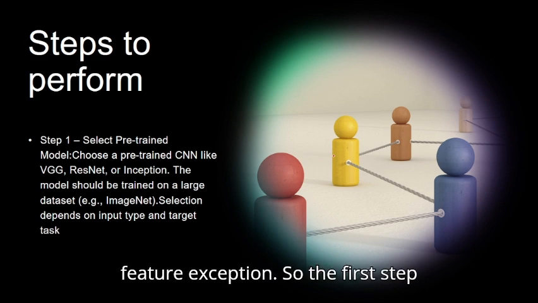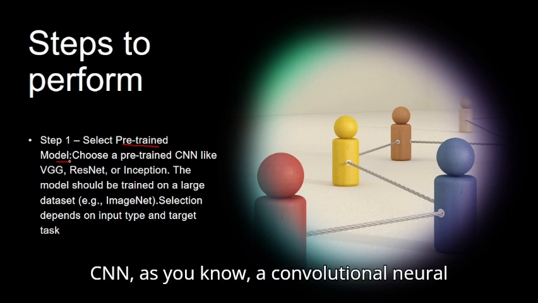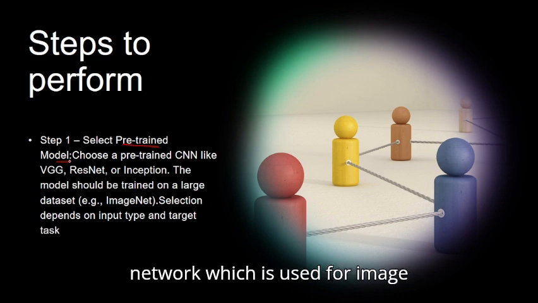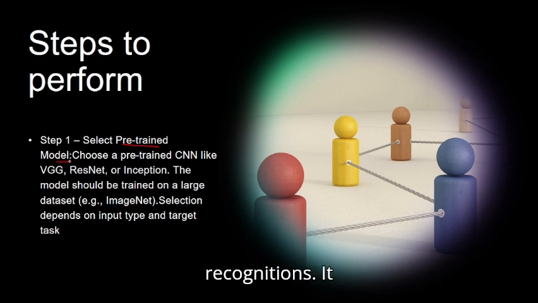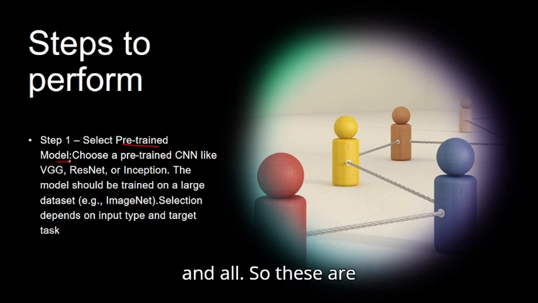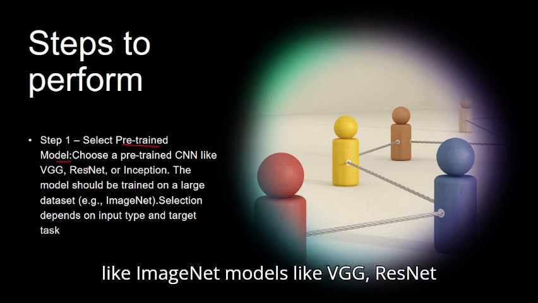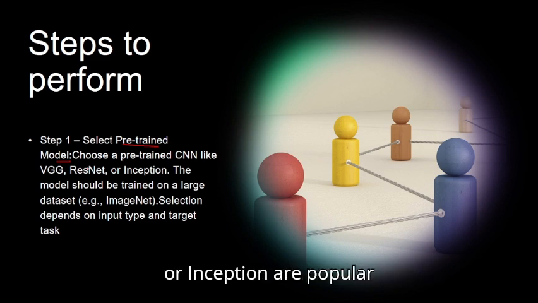So the first step in this is select a pre-trained model. To do this, start with a CNN. CNN, as we know, is a convolutional neural network, which is used for image recognition. It takes image edges, shapes, colors, and all. These are already trained on massive datasets like ImageNet. Models like VGG, ResNet, or Inception are popular choices.